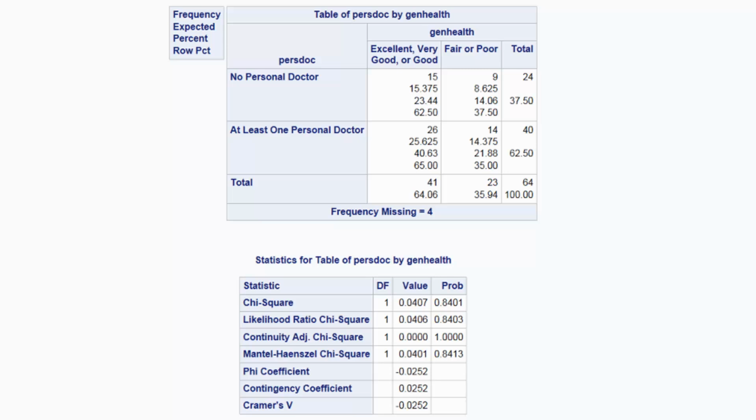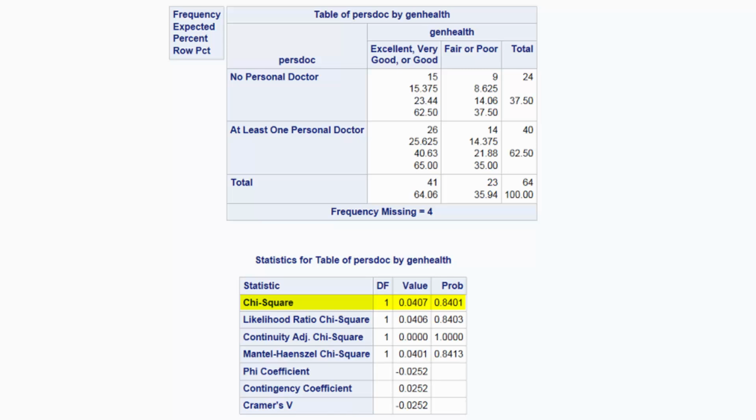The first table is similar to the typical table resulting from the frequency procedure, except this time we've asked SAS to include the expected number of people who would be in each cell if there were no relationship between PersDoc and GenHealth. The second table is where we can find the Chi-Square statistic. For this lecture, we will only worry about the first Chi-Square statistic, and again, I will only cover interpretation. Here we see that the Chi-Square value equals 0.0407, and the probability of observing a Chi-Square value this large or larger by chance alone, if the null hypothesis is true, is 0.8401, or about 84%.